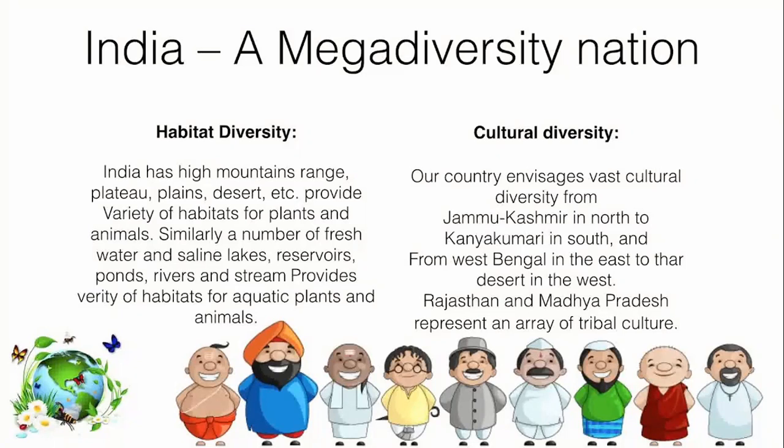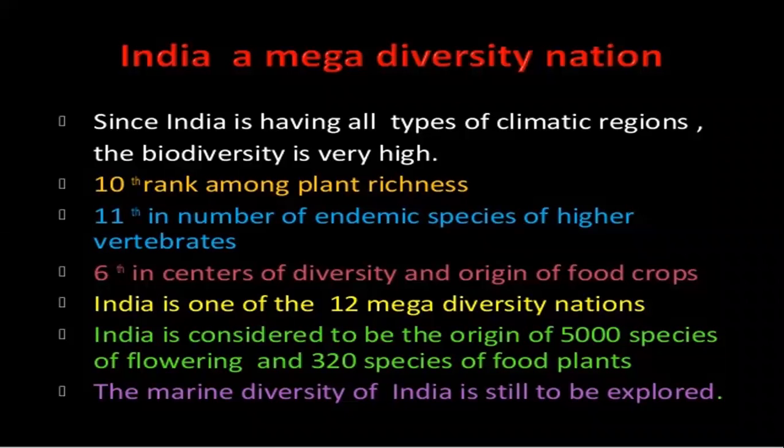If you look at the cultural diversity, our country envisages vast cultural diversity from Jammu and Kashmir in the north to Kanyakumari in the south, and from West Bengal in the east to the Thar Desert in the west. Rajasthan and Madhya Pradesh all represent an array of tribal culture. Since we have all types of climatic regions, the biodiversity is very, very high.